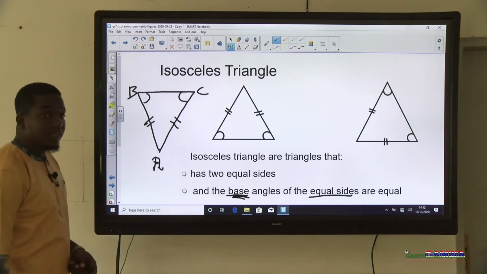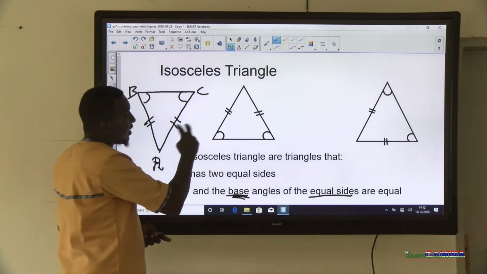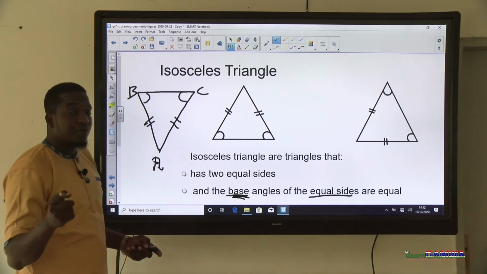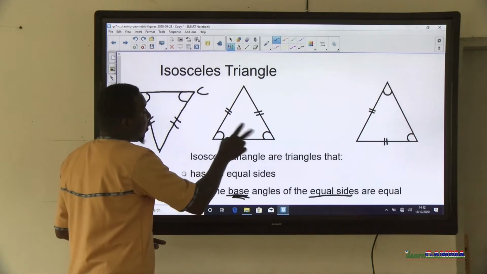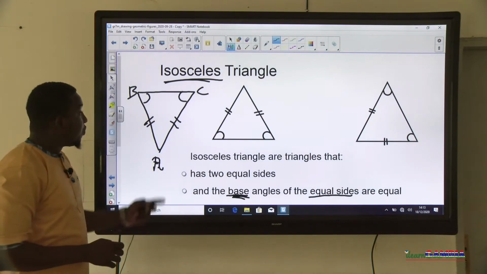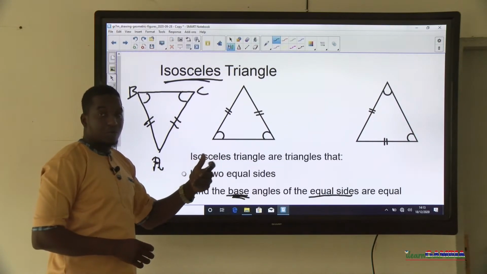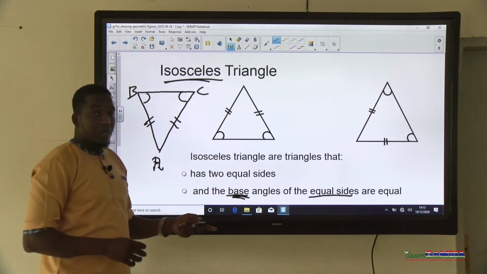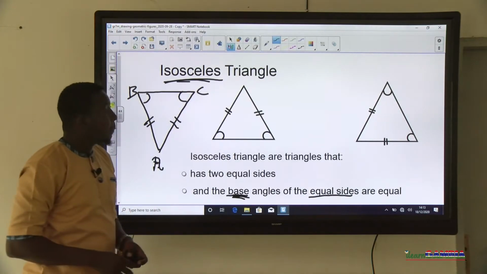Then the isosceles triangle is one wherein we have two of the sides equal. As we said earlier, if two of the sides are equal, then the base angles of the equal sides are also equal. Here we also need to consider that two of the angles must be equal for it to qualify as an isosceles triangle. So when we establish one of these conditions to be true, which requires the second condition to be true as well, then you can conclude that it is an isosceles triangle.